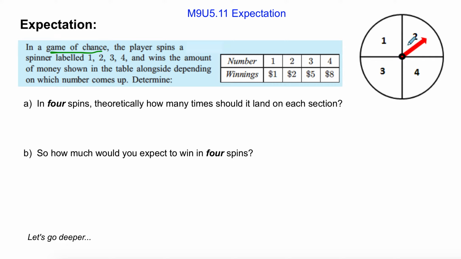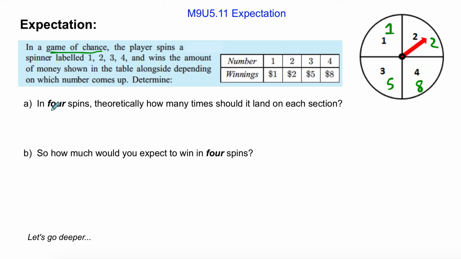You spin a spinner, and it goes around and it lands somewhere 1, 2, 3, or 4, right? They're all the same area, so they should have the same probability, but you win a different amount based on what you spin. So in the 1, you win $1. In the 2, or franc, whatever, in the yen, in the 2 yen, in the 3 you win 5, and the 4 you win 8, right? So it's much better to win a higher number. So in 4 spins, theoretically, how many times should it land on each section? Think about that.